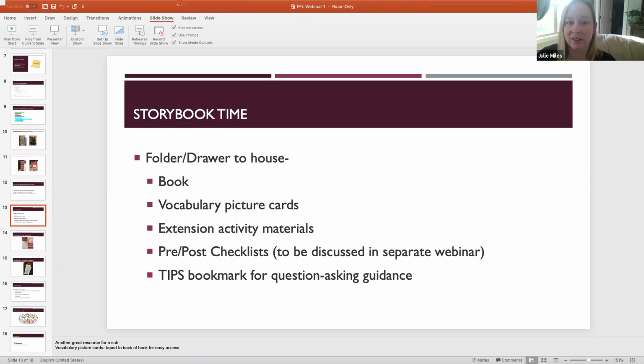Again, this is also another great resource for a sub because the sub can do the practice time games and they can read a book. So as long as you already have a book picked out and the vocabulary picture cards printed out, they'll have no problem carrying that over. And again, we're going to talk about storybook time in depth at a different time also. Next slide.